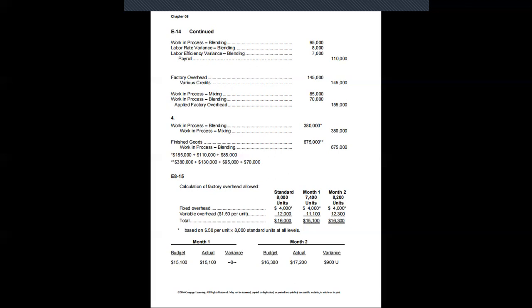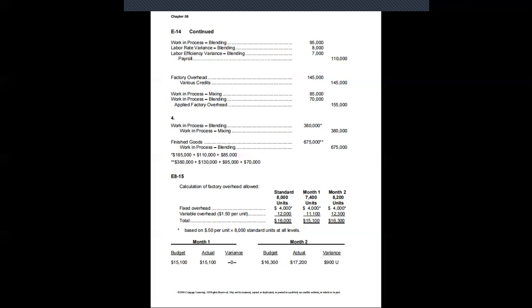Now we have the sum of 380,000 as 185,000, and 110 plus 85, composed of materials, labor, and factory overhead. Then we have to credit to work in process mixing.